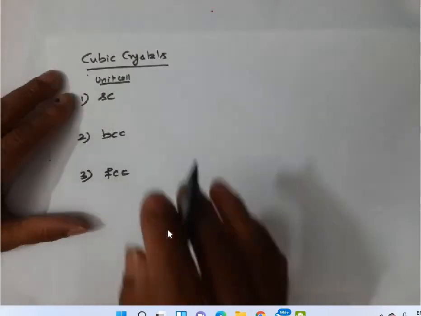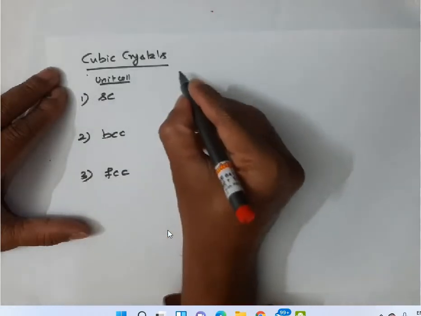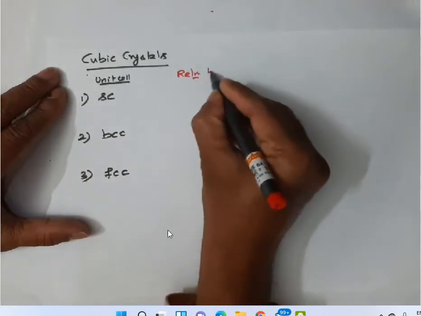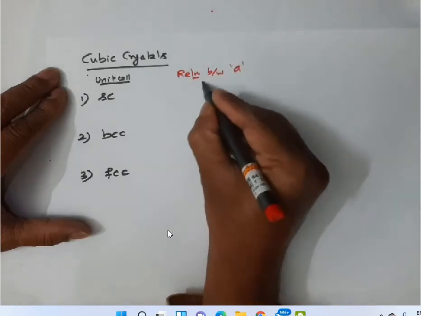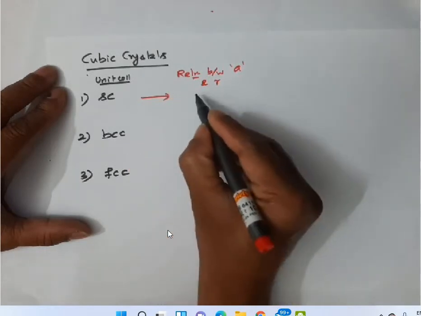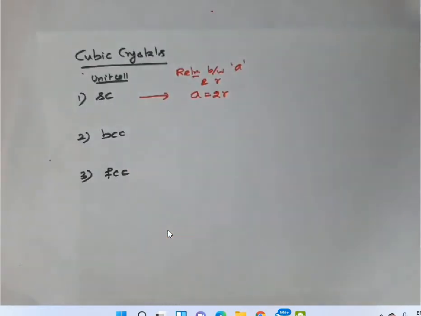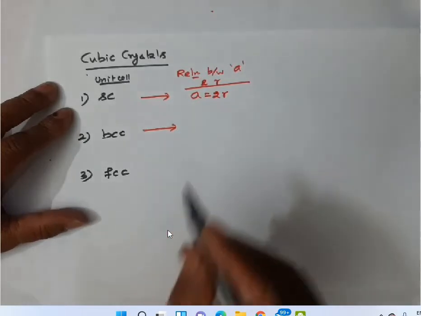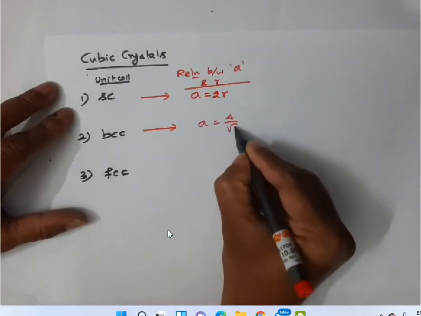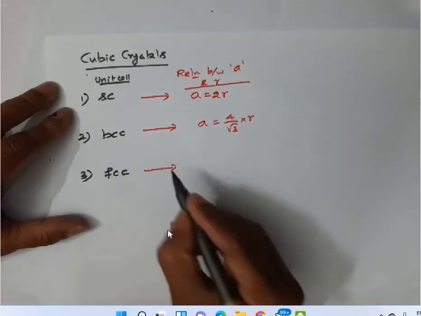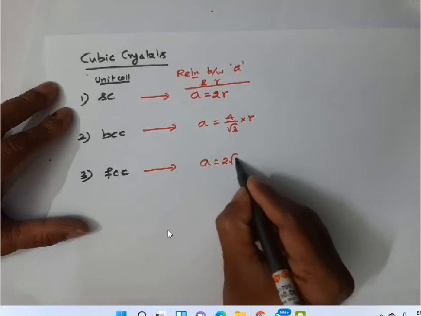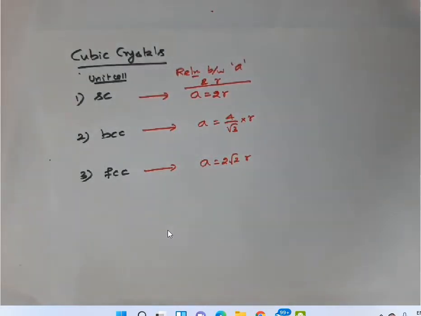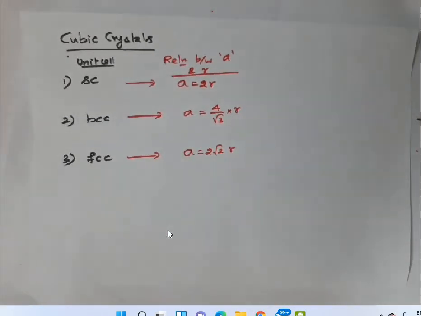Then, what is the relation between A and R? Let me write here the relation between unit edge length A and the radius R. In the case of simple cubic unit cell, A is equal to 2R. In the case of body-centered cubic unit cell, A is equal to 4 by root 3 into R. And in the case of face-centered cubic unit cell, A is equal to 2 root 2 into R. Just now we discussed all these things. These are the relations between edge length and radius in the case of simple cubic, BCC and FCC.